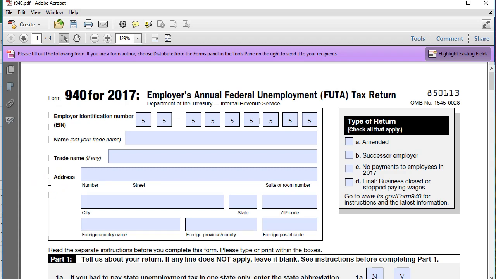In this presentation, we will fill out the Form 940 Employer's Annual Federal Unemployment FUTA Tax.